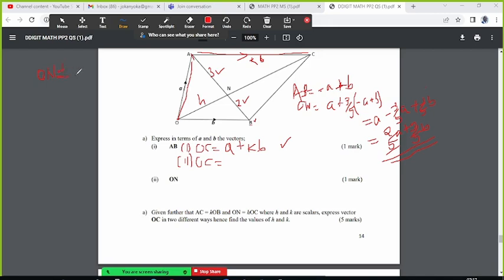Vector ON, according to what we have here, is h OC. So we want OC. We will divide by h. So OC is equal to ON over h.